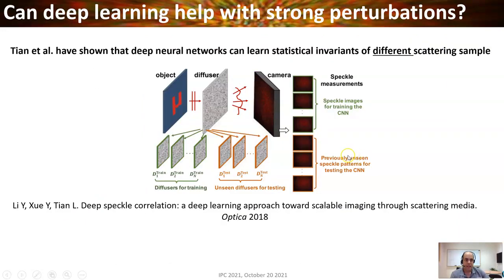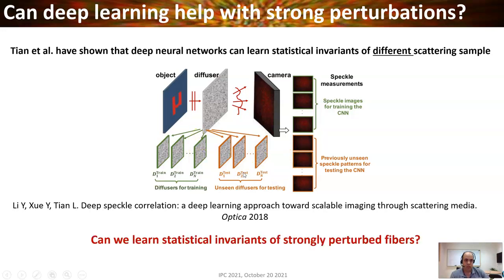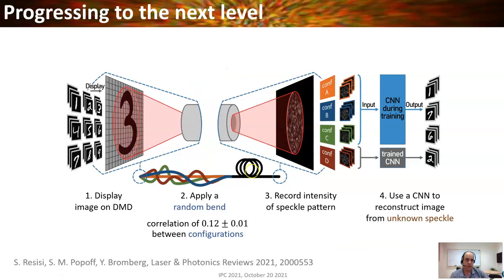Lei Tian's team, who will also be presenting later in this session, has shown that for scattering samples, deep neural networks can find such invariants. In this work, what we wanted to see is whether this is also true for multimode fibers. So again, we wanted to see whether in strongly perturbed multimode fibers, a deep neural network can learn some invariants that will help us transmit images through the fiber.